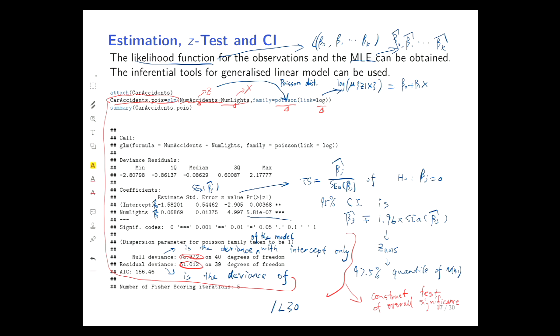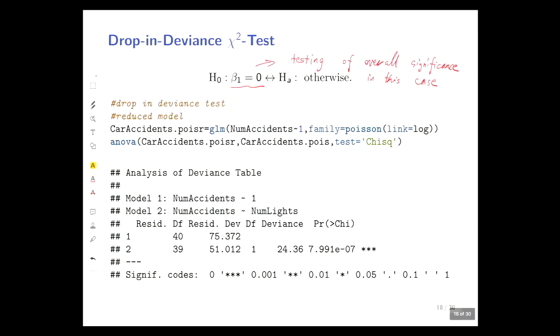And by using this tool, we can construct the drop-in-deviance test to test the overall significance. How do we do that? We can use R to help us. In this case, our model is log mu z given x equals beta 0 plus beta 1 x.